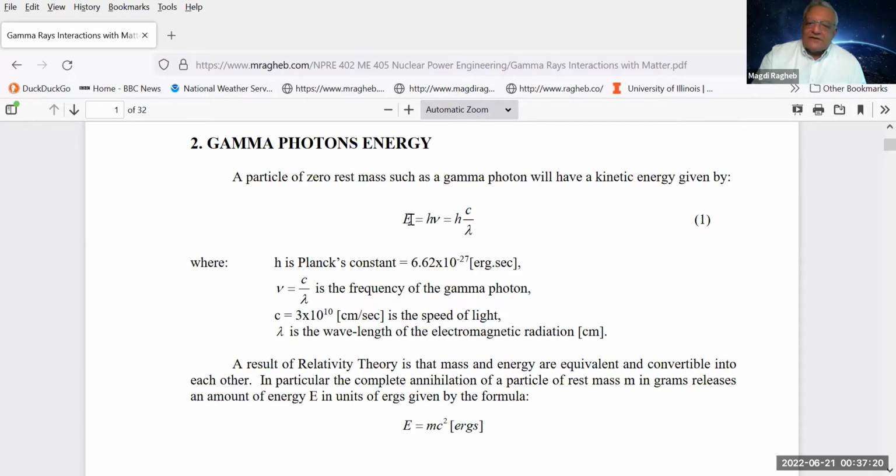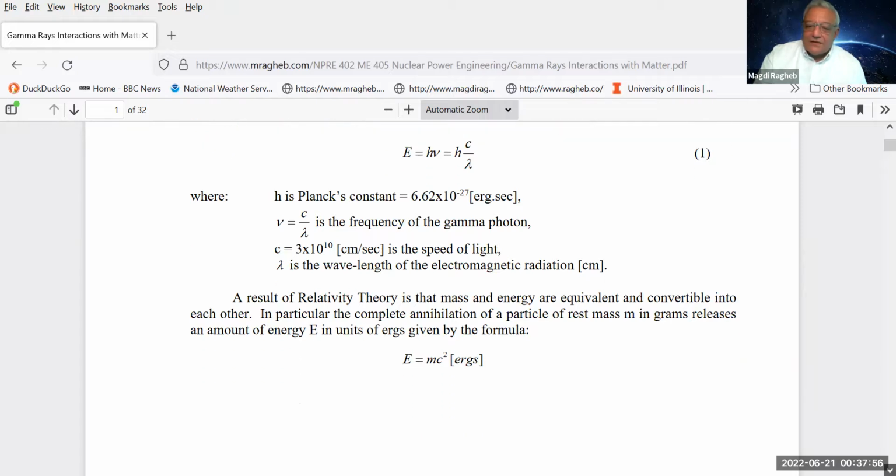A reminder again is that the energy in electromagnetic radiation is described by Planck's constant multiplied into the frequency of the radiation, which is the same as Planck's constant multiplied into c divided by lambda. c is the speed of light, lambda is the wavelength. So long wavelength radiation would have very low energy, and short wavelength radiation has very high energy. And that's the case for X-rays and gamma rays as part of the electromagnetic spectrum.